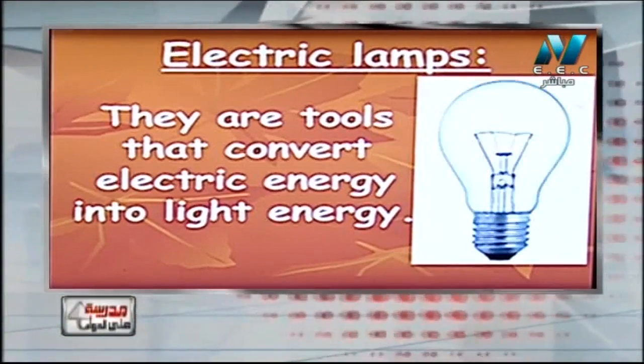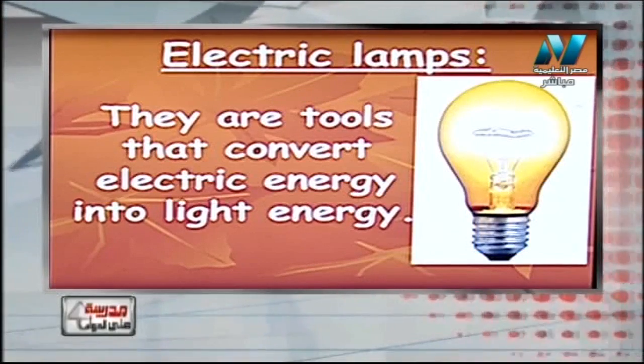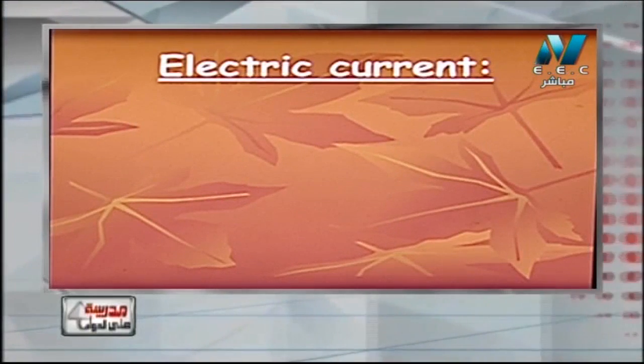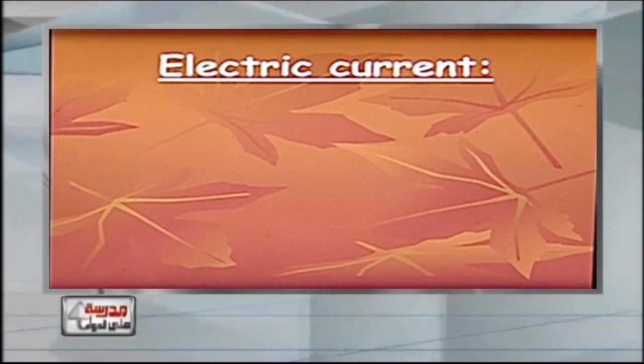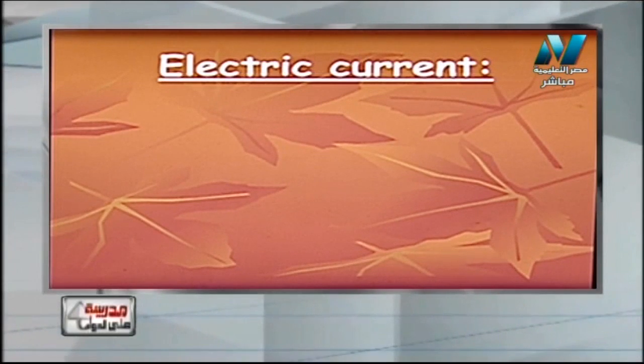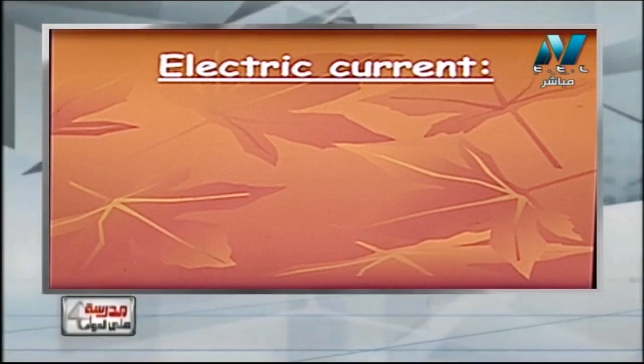Again, electric lamps are tools that convert electric energy into light energy. So now, what is the structure of the electric lamp? An electric lamp contains many components inside it. But how does it work? We know that it works with electricity, or the electric current.